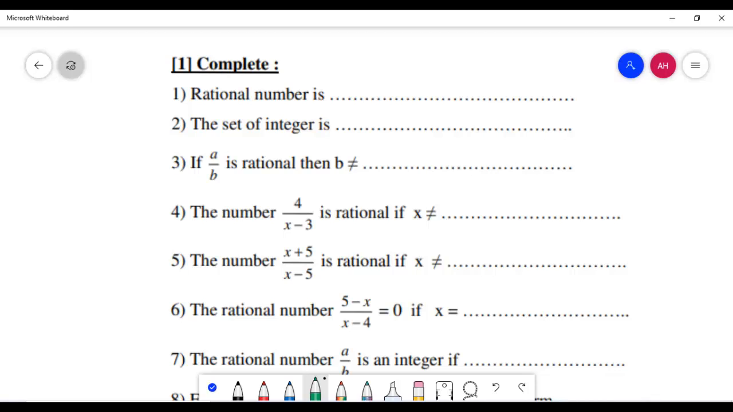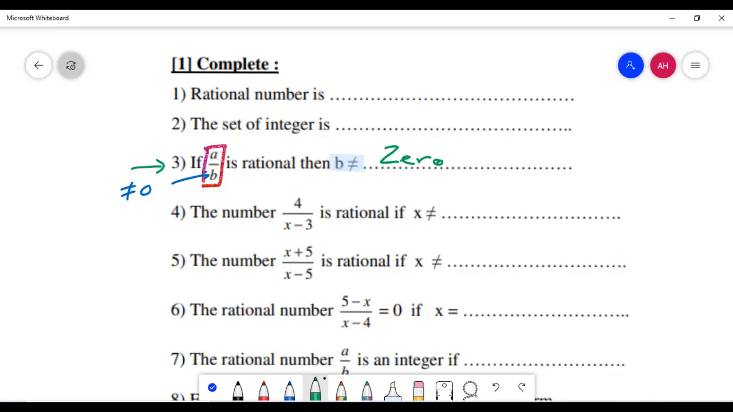Let's go now to solve more complete questions. We are going to begin from number 3. If a over b is a rational number, I already know that a over b is a rational number, and we said that to have a fraction as a rational number, my denominator must not be equal to 0. And here he is asking b is not equal to what? b is my denominator. As a result, here I will have b not equal to 0.